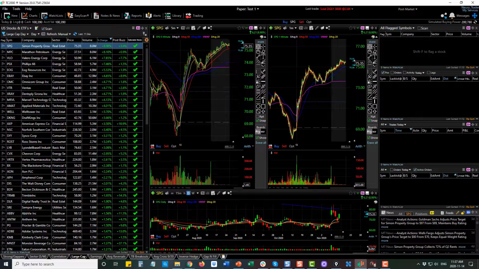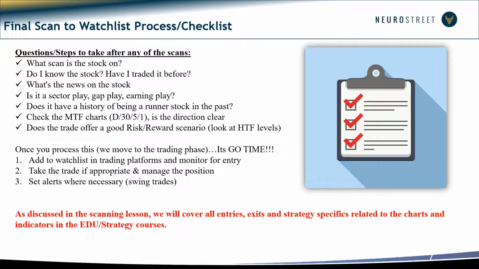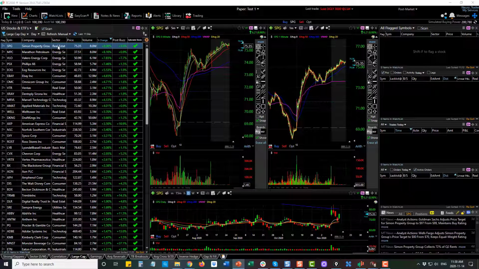But that's the concept, is we need to know why we would want to look at that stock. Well, it's got high relative volume, high relative range, and it's got the criteria met on our scanners. So is it a sector play, gap play, earnings play? This is important, right? One of the things I like to look at is what sector is it? It's in the real estate sector.